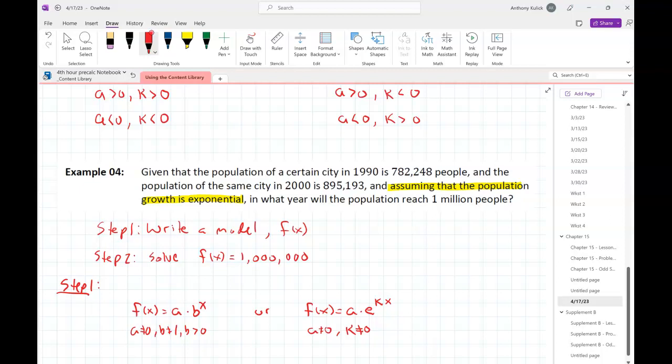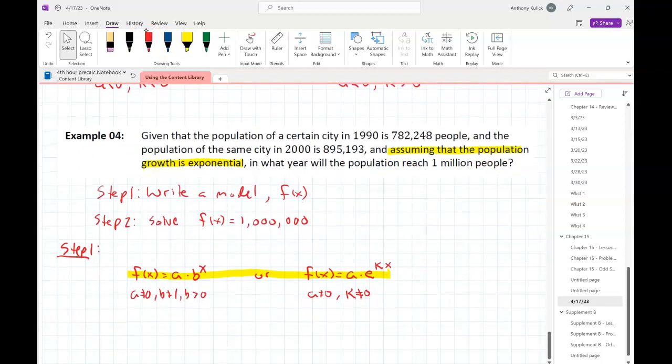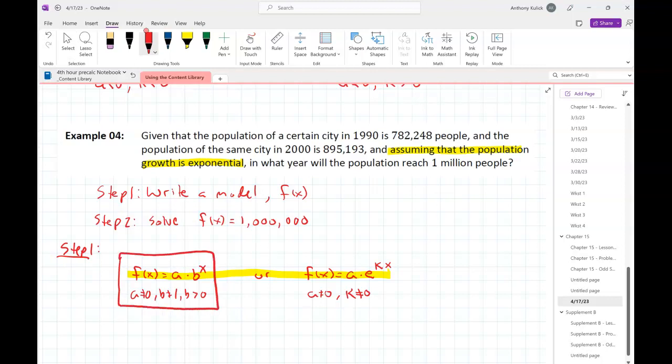So it doesn't matter which one I choose to use, but I'm going to be using one or the other. I know that because I'm told that the population growth is exponential. I'm going to just choose to use the first one. I think it'll make this problem easier given the numbers involved, or less messy anyways.